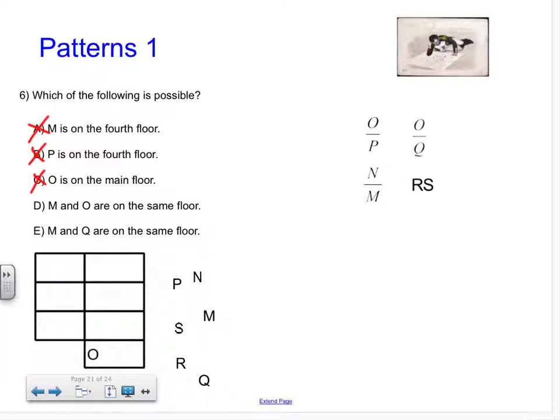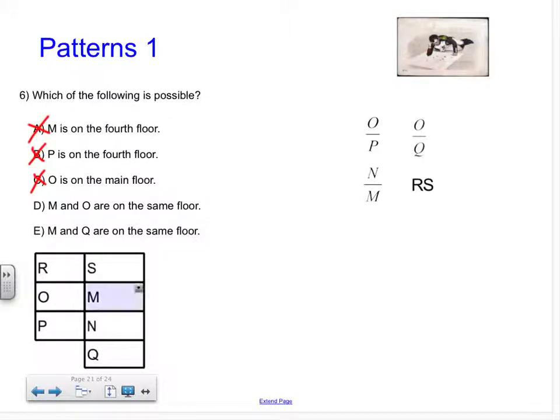So let's take O out of the bottom floor. M and O are on the same floor. We can give it a try. Let's try O and M. R and S can go on top. P, N, what else do we have? Q. Well, this would break the 3rd condition right here because M needs to be below N. So this wouldn't work.